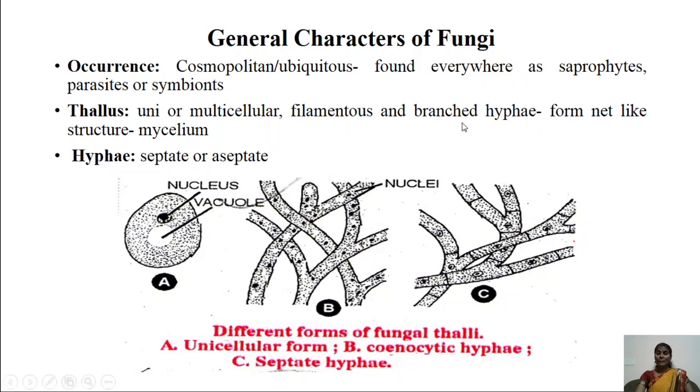In case of multicellular organisms, the hyphae may be either septate or aseptate. Septate means the hyphae, the thin thread-like structure, is provided with cross walls. Then it is said to be septate hyphae. If the hyphae lacks cross walls, then it is said to be aseptate. So in this diagram, we can observe both septate and aseptate hyphae which are multicellular in nature.